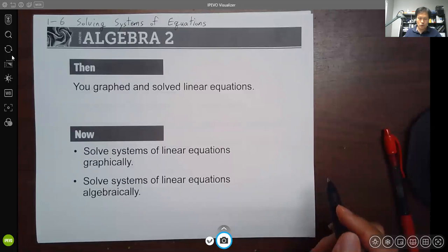Hi everyone, Algebra 2 1.6 Solving System of Equations.